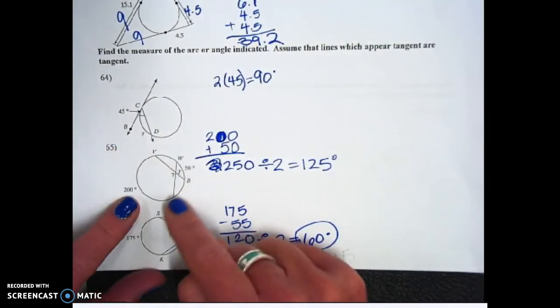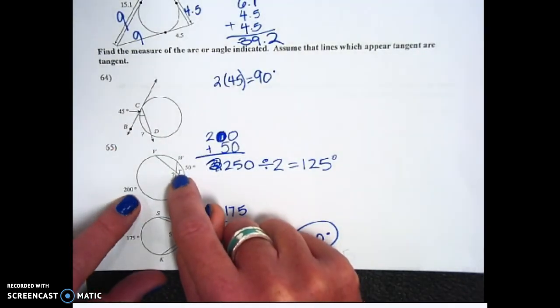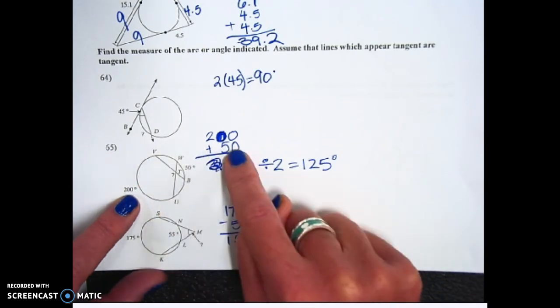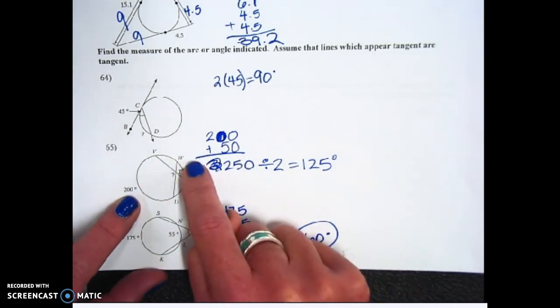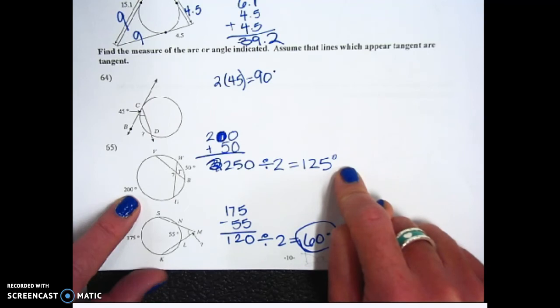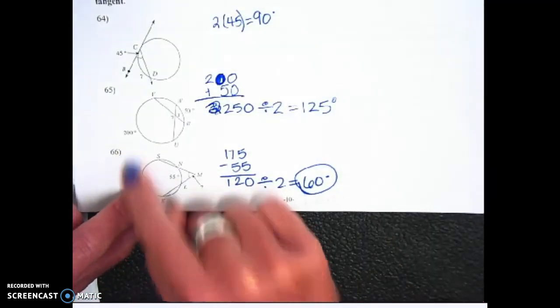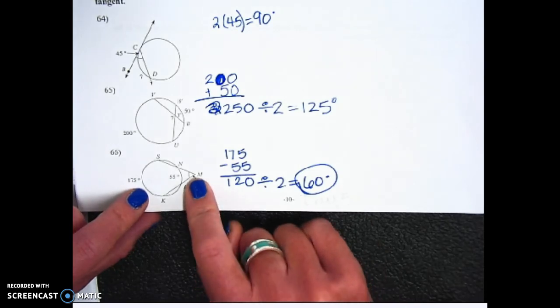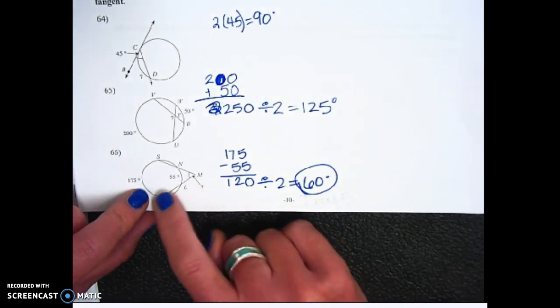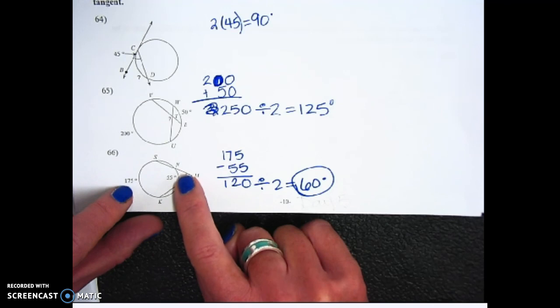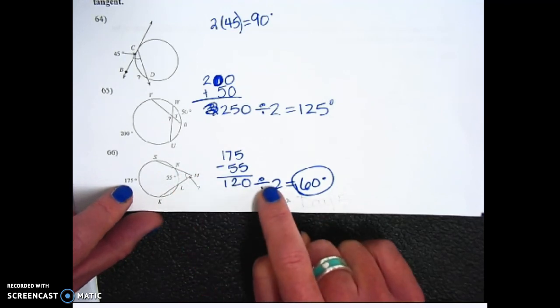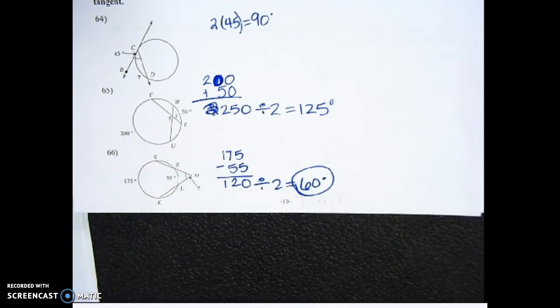Number 65. The angle is inside the circle, so we're going to add the 2 arcs together and then divide by 2, which is the same as taking 1/2. And then number 66, that angle is outside the circle, so we're going to take the larger arc minus the smaller arc and then divide by 2. And we end up with 60 degrees.